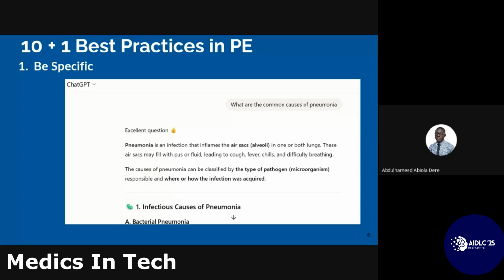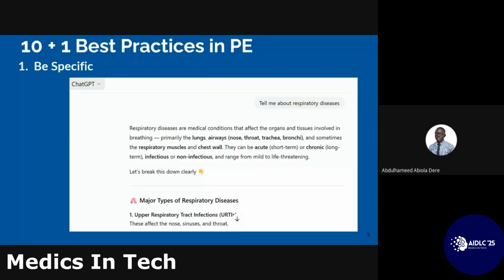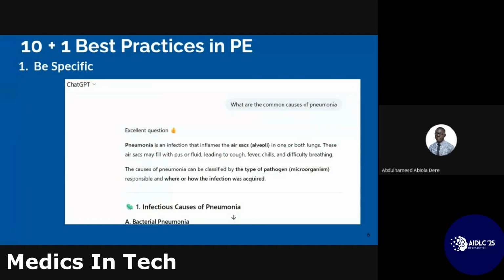So now this is another example also. The first one was tell me about respiratory diseases, and you can see all the information that it brought out for me. Now look at the second example. In the second example, I went a little bit more specific to say, what are the common causes of pneumonia.